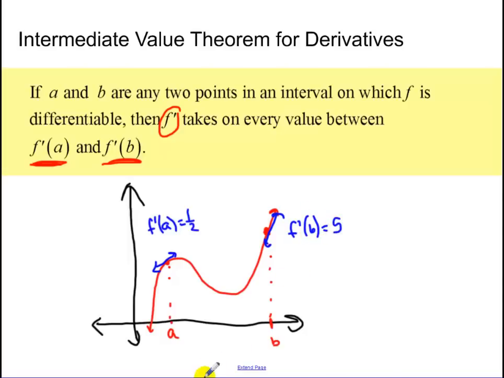We know then that for all the points on this function, I'm going to have a value for the derivative. The derivative is going to take on every value from positive 1/2 to 5 along that interval. Now you can see for part of this here, part of it we're negative. But I know for sure, because our function is differentiable for all these values, I'm going to have a value of my derivative between 1/2 and 5 for all the values.